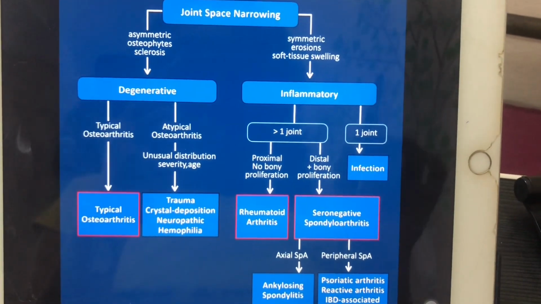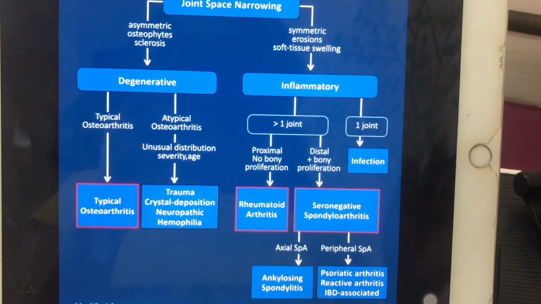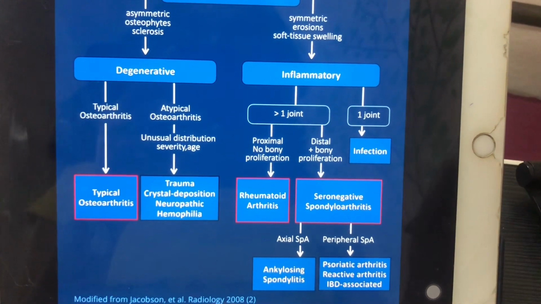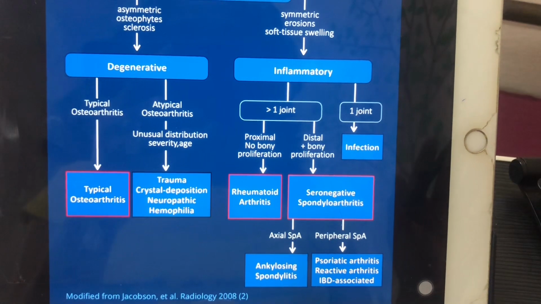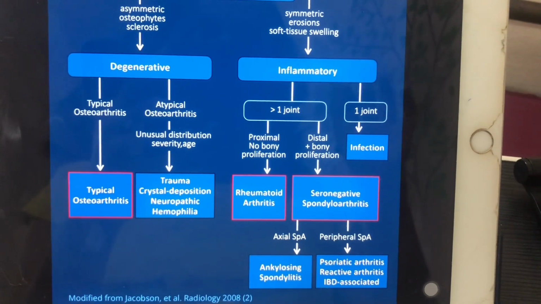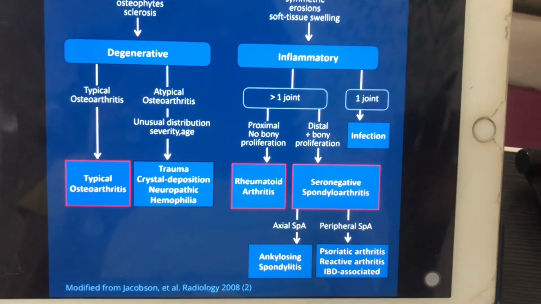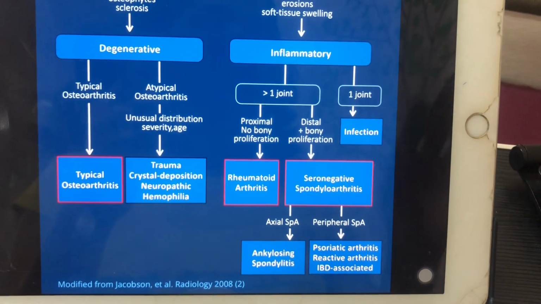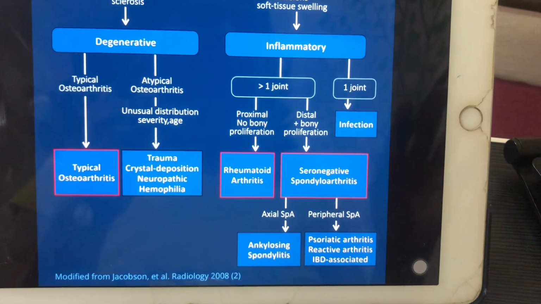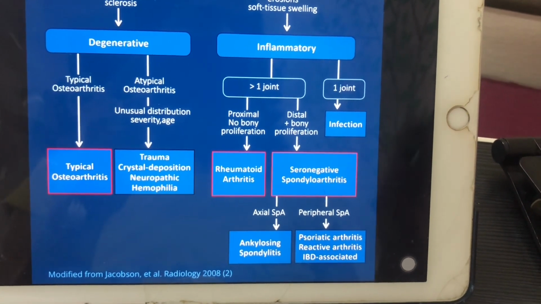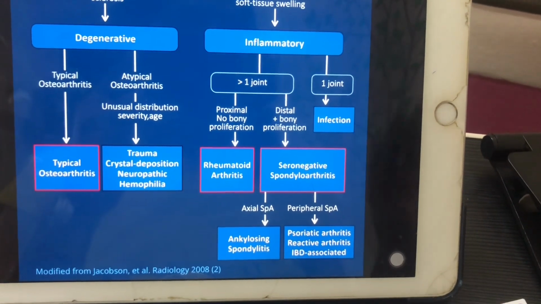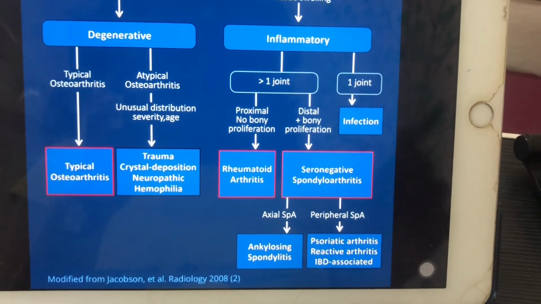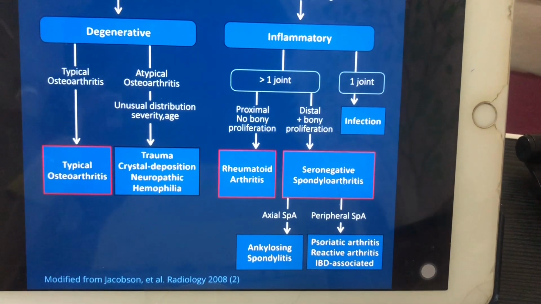Now, if there is symmetric joint space narrowing along with erosions and soft tissue swelling, we have to think about inflammatory arthropathies. Once we have come to inflammatory arthropathies, we have to see how many joints are involved. In a monoarticular involvement, the first thing that we must think about is infection. Septic arthritis usually presents as monoarticular arthropathy, right? If there is more than one joint involved, then we see what is the distribution of joint involvement.